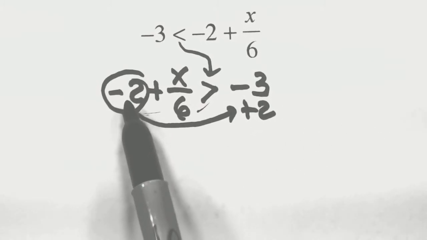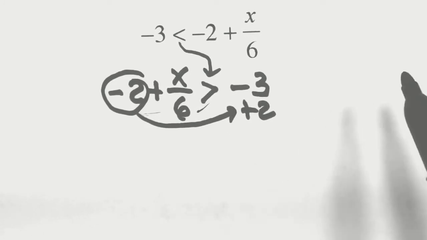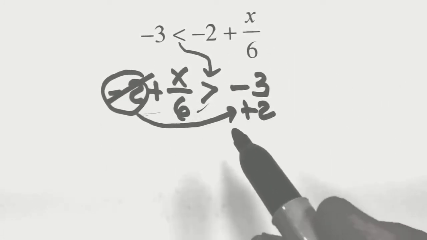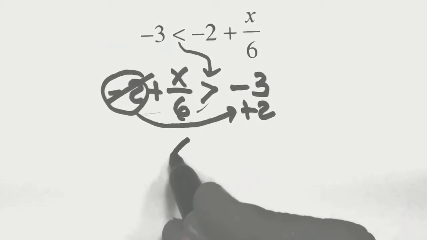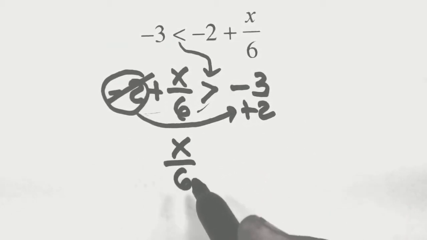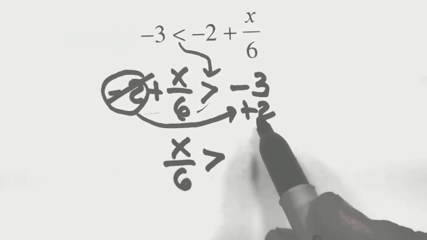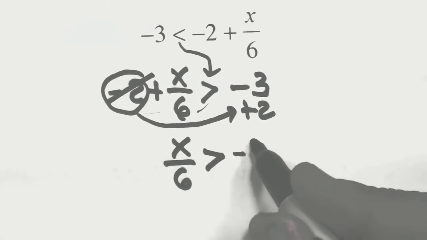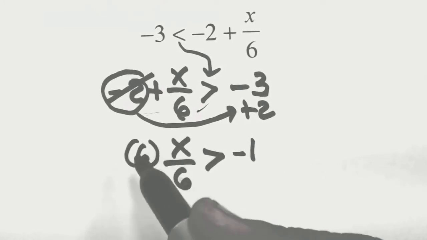Now again, when you move things one at a time like this, that's when the sign changes. And of course, we don't have to flip the inequality when we move these guys one at a time like this. So what's left on the left side is x over 6. The inequality stays the same way. Negative 3 plus 2 gives me negative 1. Okay. Well now, all we have to do is multiply both sides by 6 here.